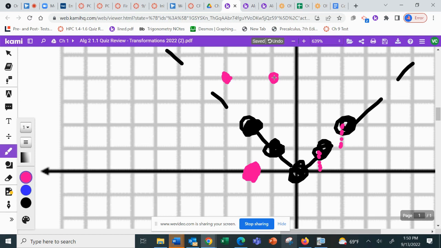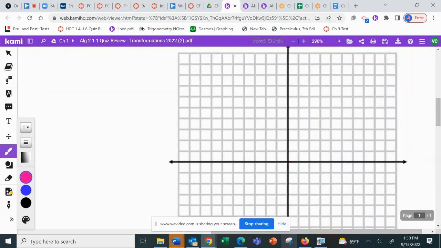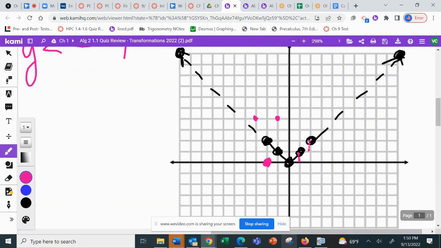The horizontal's still the same. It's out 1 each time. But vertically, we're now stretching it so it's out 4. I'm going to do another one. So we're going to go out 1 with the horizontal, and we'll be up 4 more on our vertical.